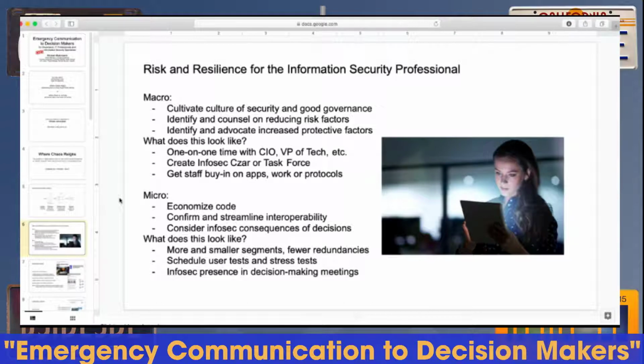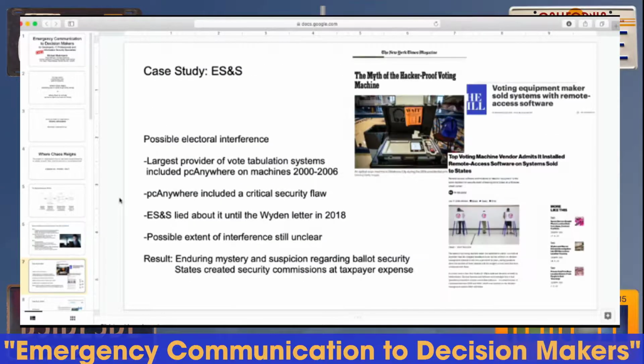Scheduling user tests to make sure that users are able to navigate all of these issues, and also we're getting into user experience a little bit later, as well as stress tests, which might be something that only you are responsible for even conceiving, let alone planning. And it also comes down to more of an InfoSec presence in decision-making meetings beyond the conversations that you have specifically about information security with the professionals around you.